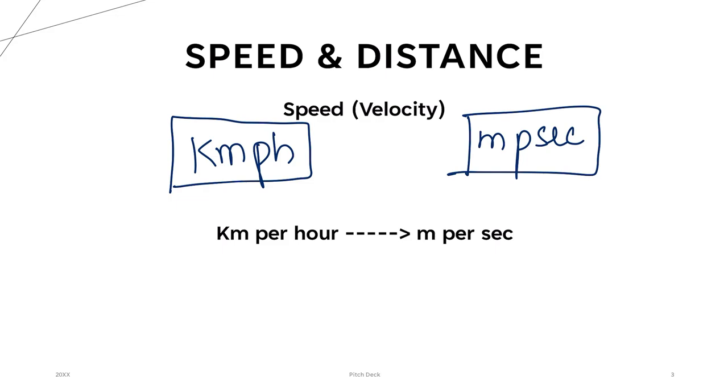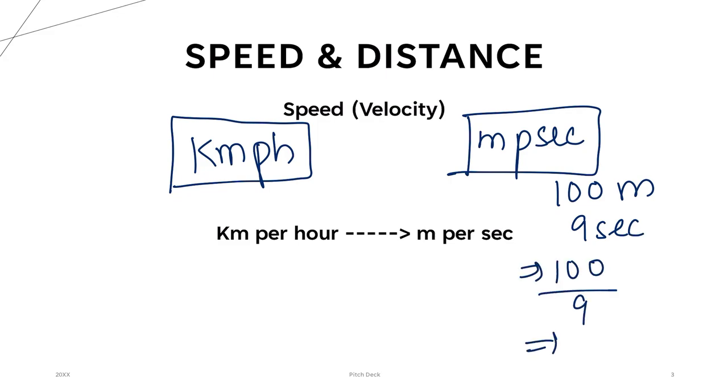In many cases, suppose we have to calculate the speed of Usain Bolt when he covers a track of 100 meters. Say he covers 100 meters in 9 seconds. What was his speed? You will do it like 100 distance upon 9. You will get 11.1 meters per second, right? So this is the speed in meters per second.